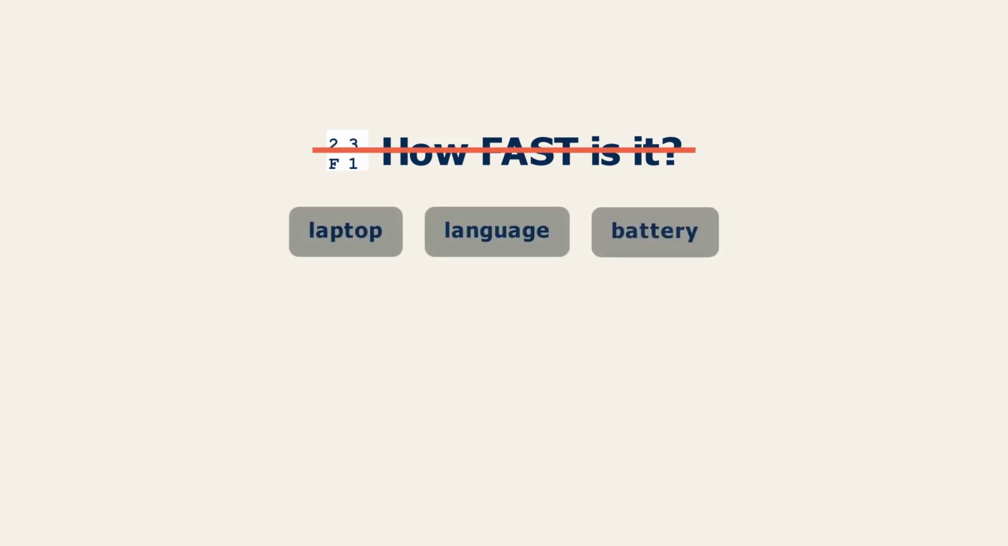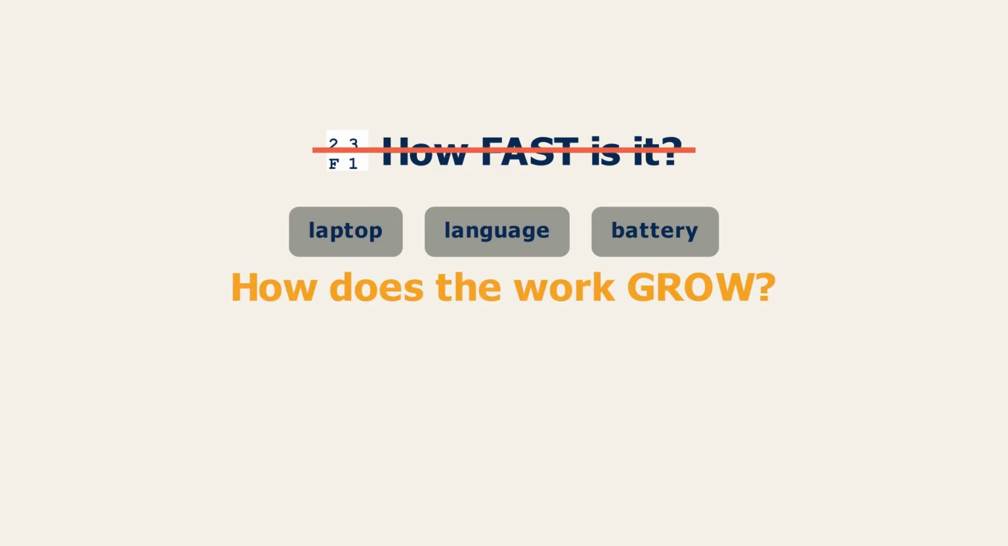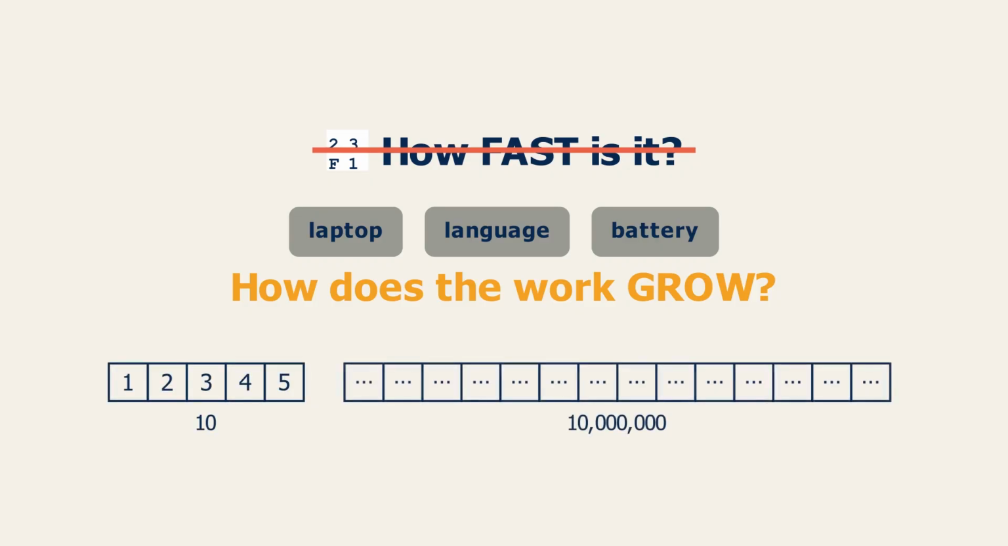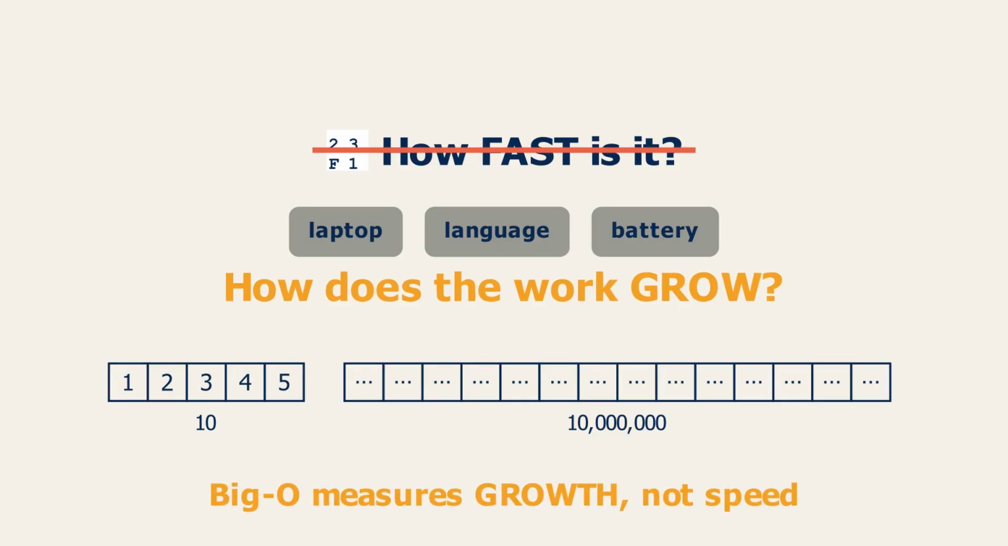Big O is not about how fast your code is. Speed depends on your laptop, your language, even your battery. Big O asks a better question. When the input gets bigger, 10 items, 10,000, 10 million, how much more work does your code have to do? It measures growth, not speed. That's the whole idea. Everything else is detail.